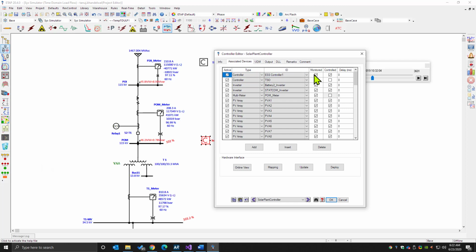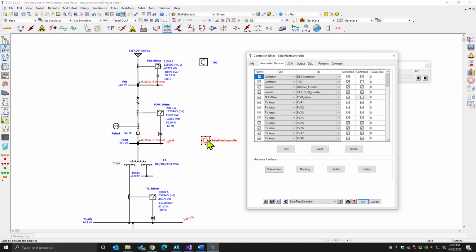Further, you can also define whether it is actually monitoring or controlling or commanding another controller. In this case, we want our solar plant controller, which is the secondary controller, to actually control the energy storage device. However, we want the power plant controller to only monitor the TSO.